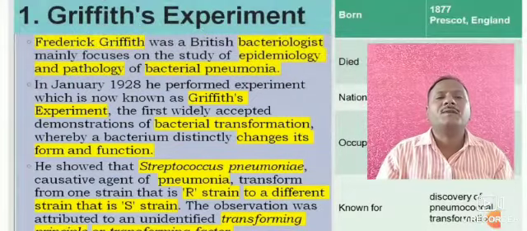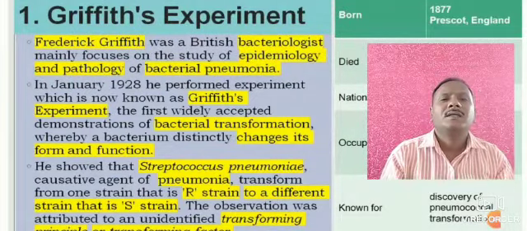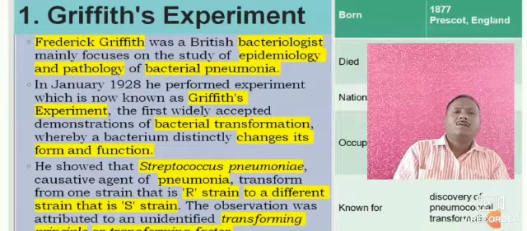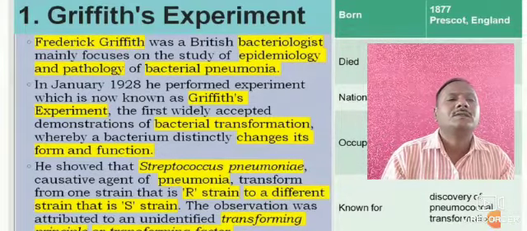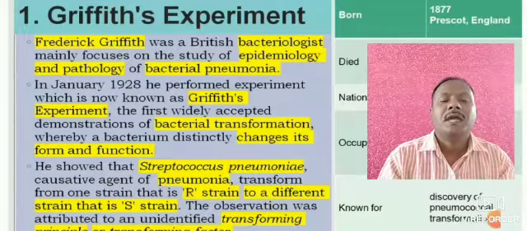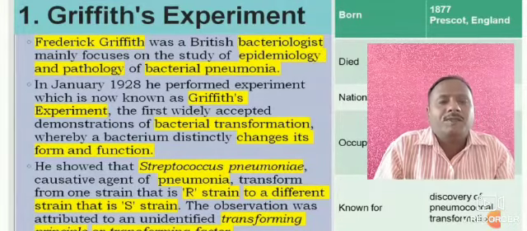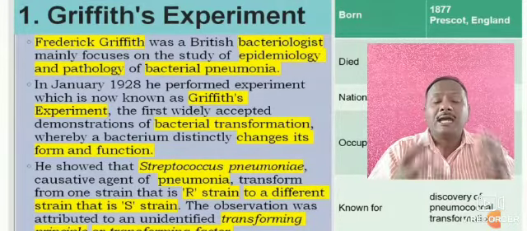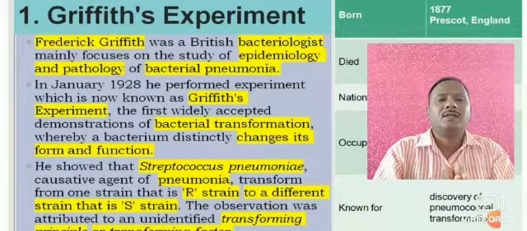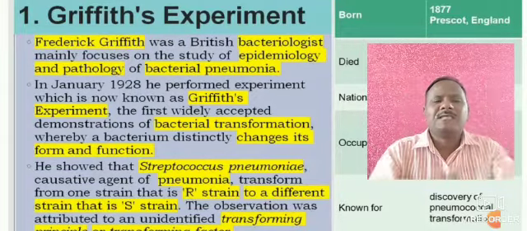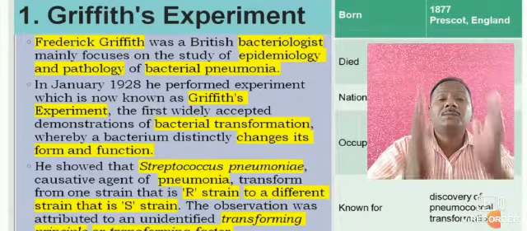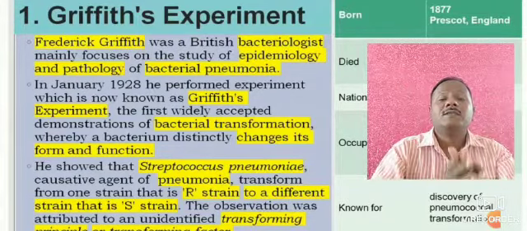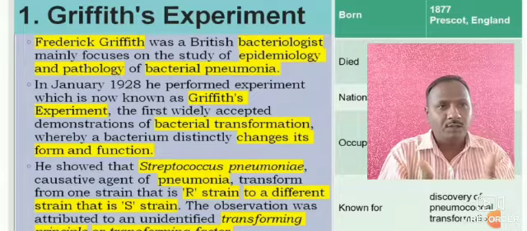Frederick Griffith was a British bacteriologist. In 1928, he performed an experiment which is now known as the Griffith experiment. With the help of this experiment, he proved that DNA is a genetic material. In his experiment he selected the microorganism Streptococcus pneumoniae, which is a causative agent of pneumonia.